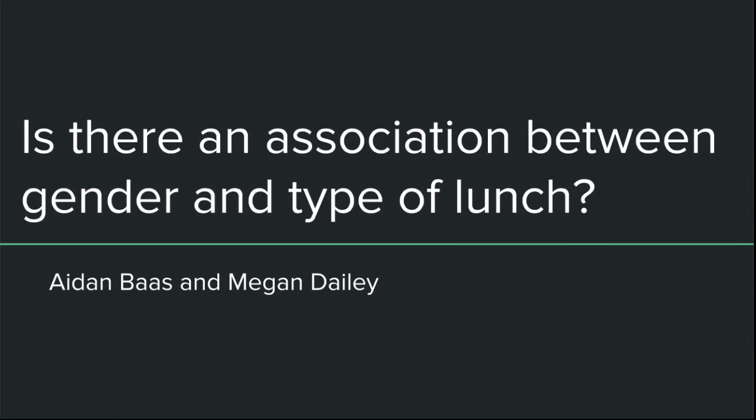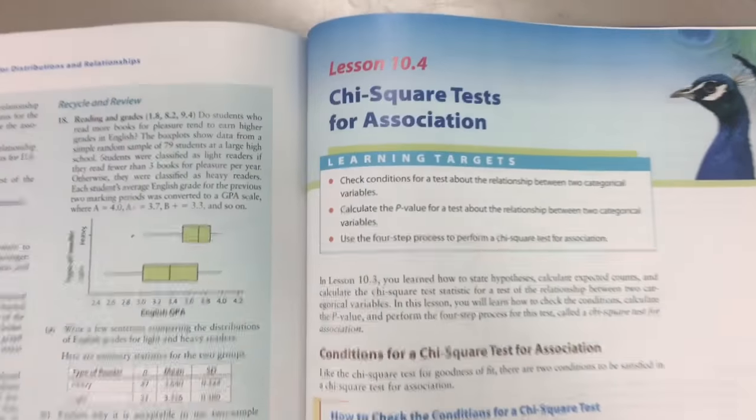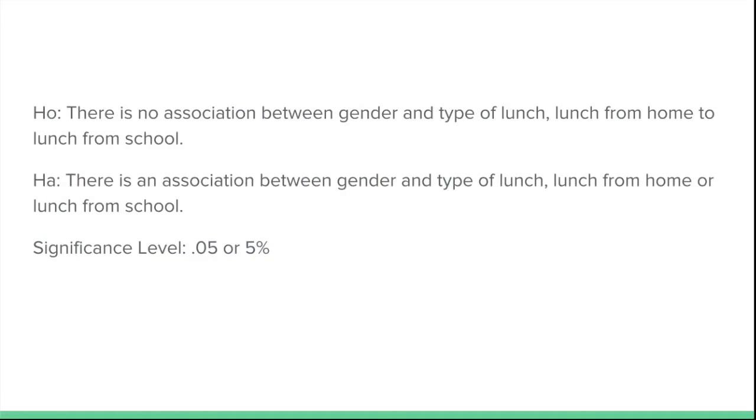My name's Aiden Bob. Today, we are testing a claim for chi-square test for association, which can be found in Chapter 10 in Section 4 of your textbook. Our null hypothesis, H0, is that there is no association between gender and type of lunch, lunch from home or lunch from school. Our alternate hypothesis, HA, is that there is an association between gender and type of lunch, lunch from school and lunch from home. The significance level we will be using today is 5%.